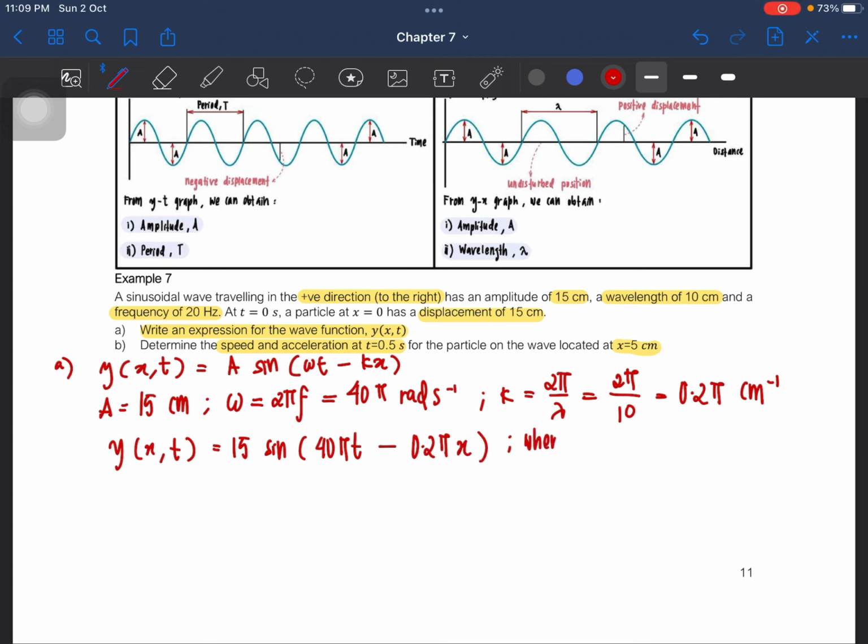Don't forget to add where y is in centimeter. y and x are in centimeter, and t is in seconds. The important thing is that it must be there. Tell them what the units are. Okay, next we have to determine the speed and acceleration.